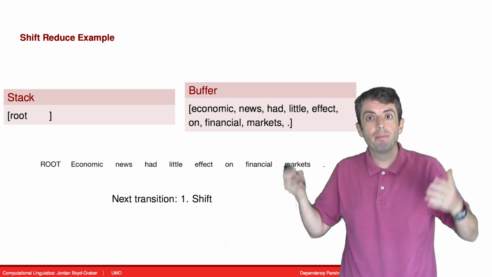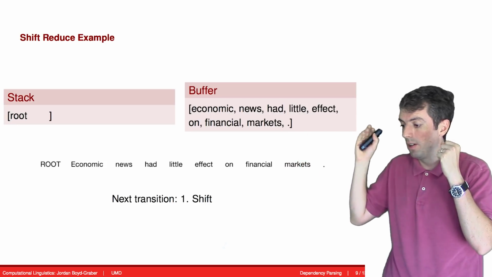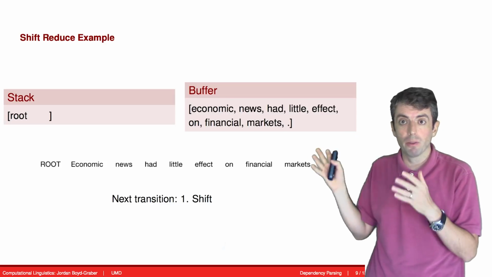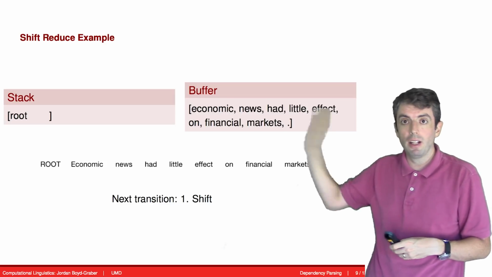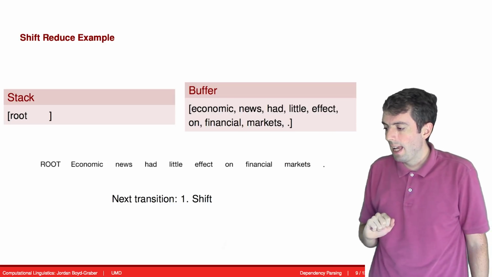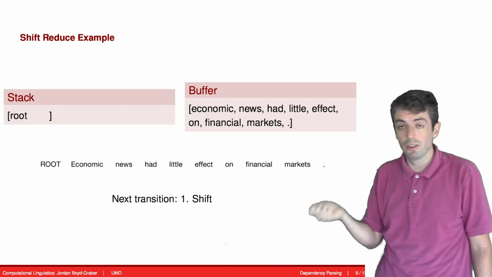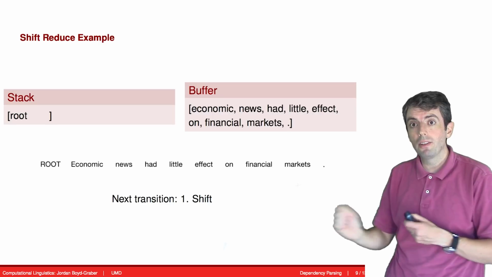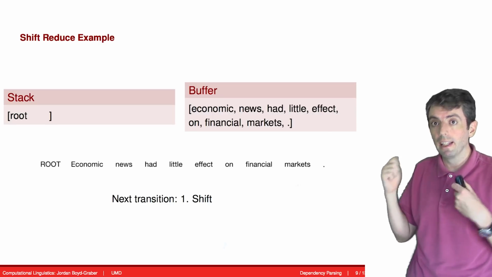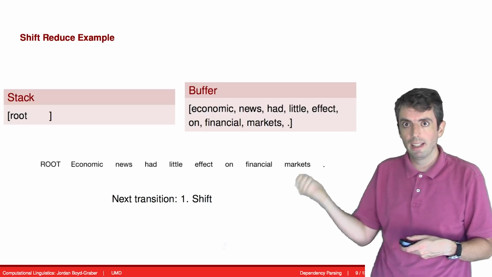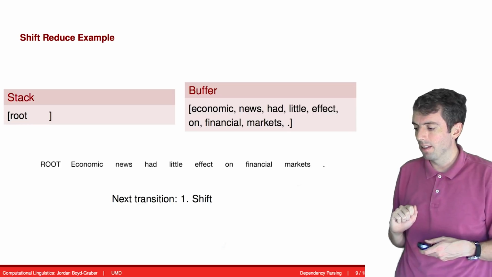So we start off with no words on the stack. We just have the root node on the stack, and all of our words are in the buffer. And this is the same sentence that we had before: Economic news had little effect on financial markets. I just drew some edges willy-nilly and didn't explain what was going on. Let's now see how this would actually work in terms of an algorithm.